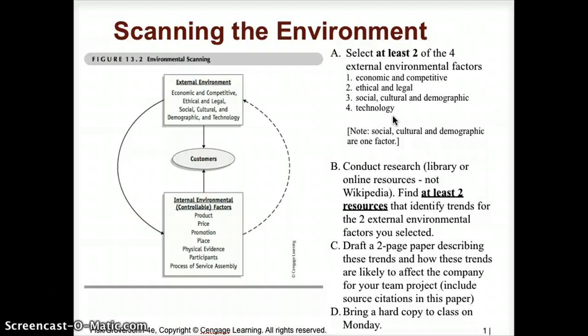Okay? So what I want you to do again is identify two broad categories of external factors. And then I want you to do some research and find out, so what's happening with those external factors? What trends are taking shape and unfolding? And then briefly discuss how those trends are likely to affect your company, the company for your team project, okay? So I'd like you to draft a 2-page paper that you should bring to class with you on Monday of week 9, okay?